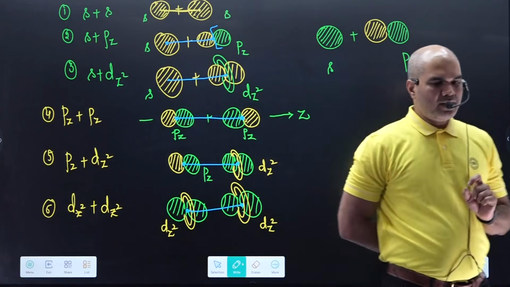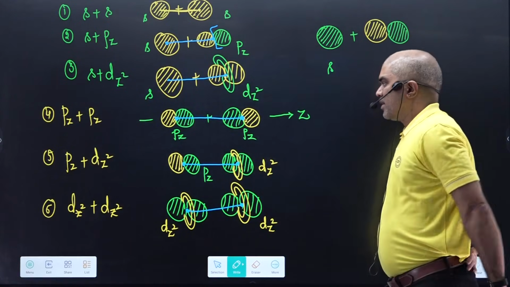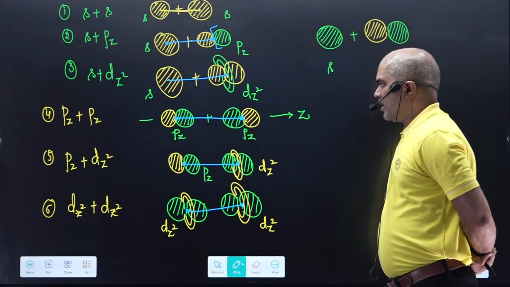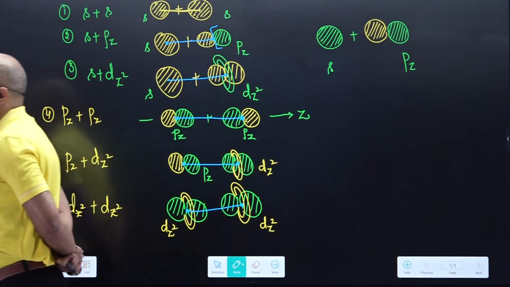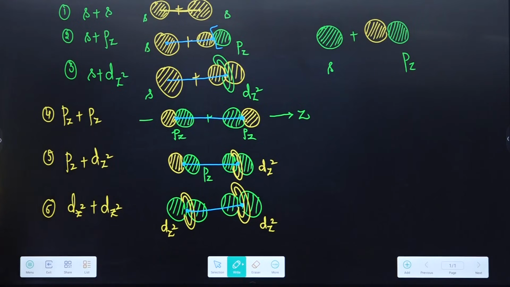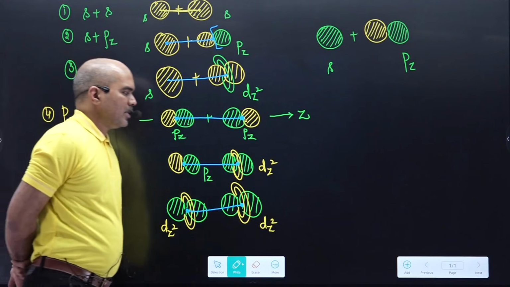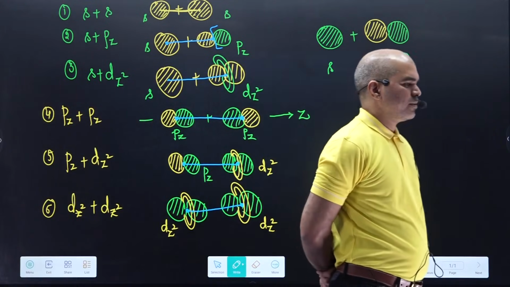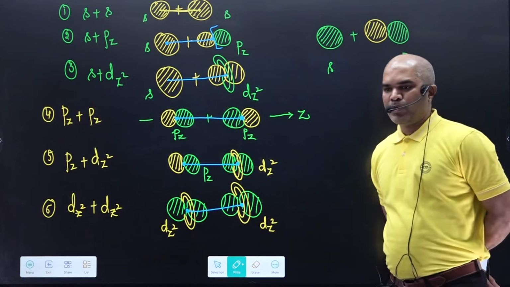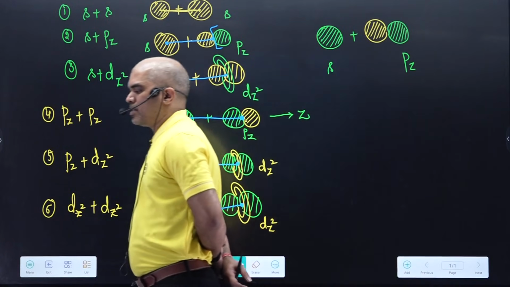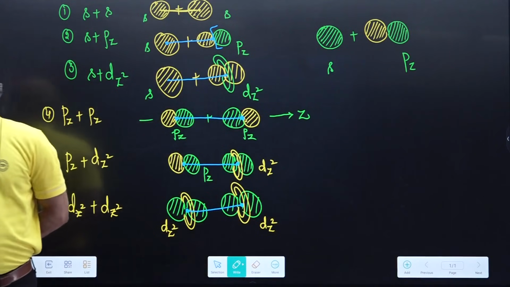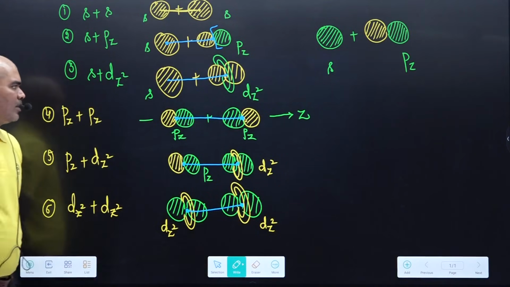Along the internuclear axis of any sigma bond combination, the number of nodes are 0.